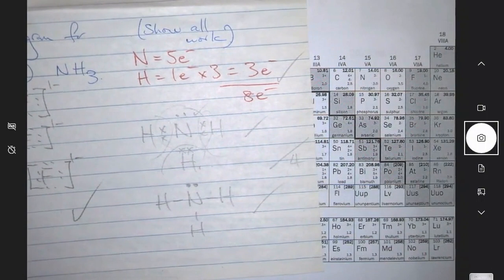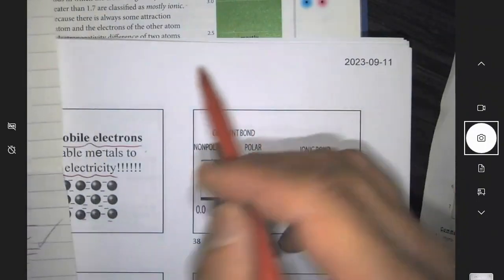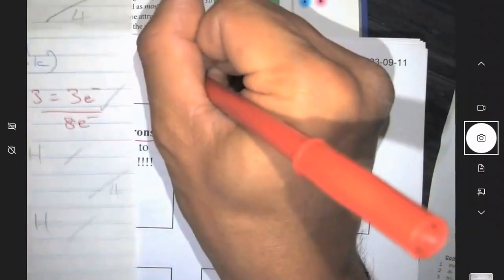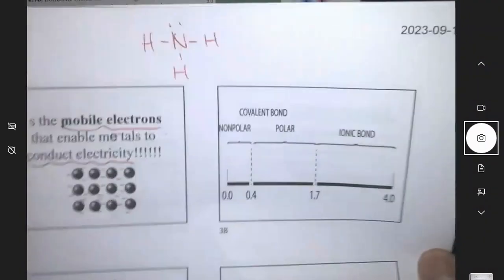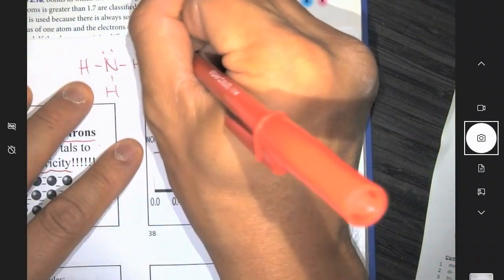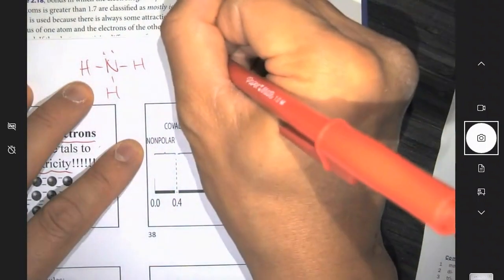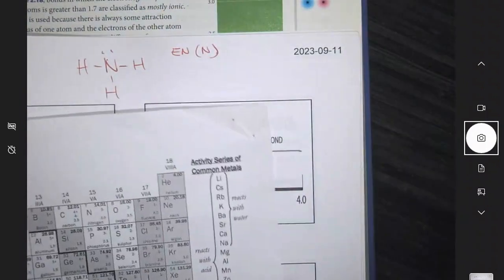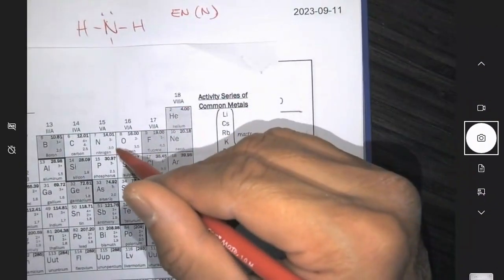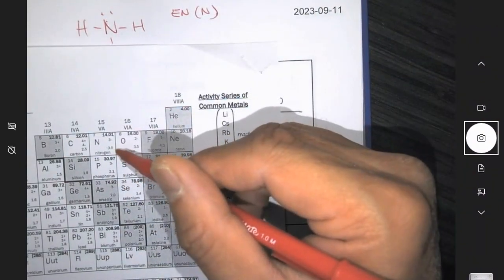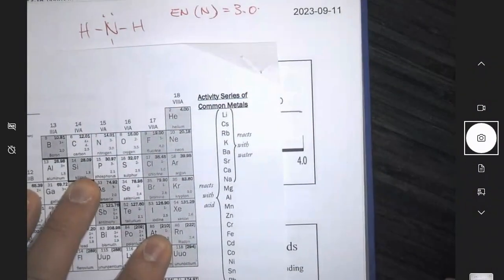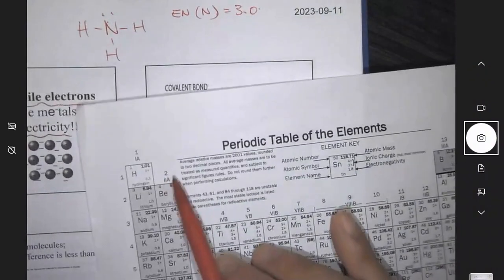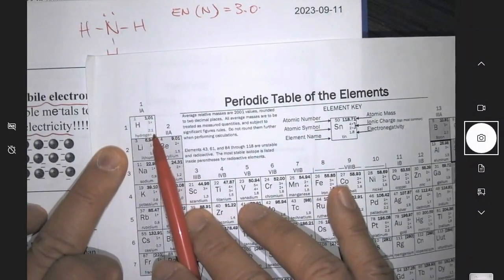Now, what you do is this. You can probably copy it down here. So I'm just going to rewrite this part. In this case, you look at the electronegativity, En, of nitrogen. So here, nitrogen has an electronegativity of 3.0. Okay, 3.0. Hydrogen, on the other hand, has an electronegativity of 2.1.